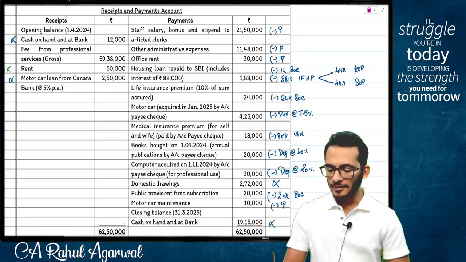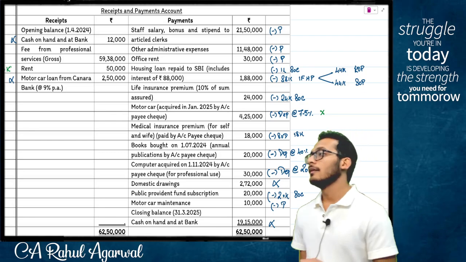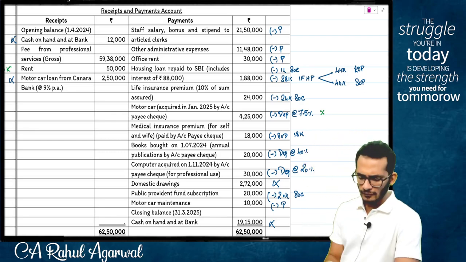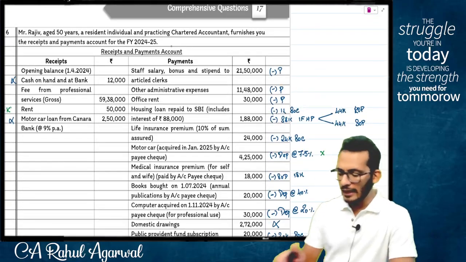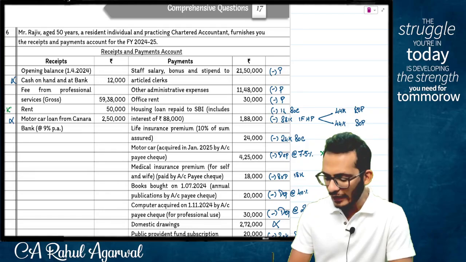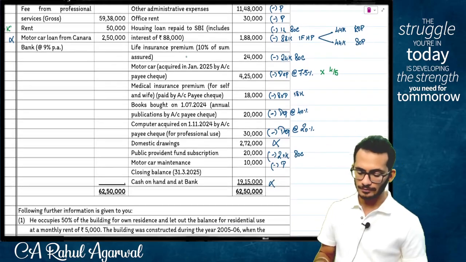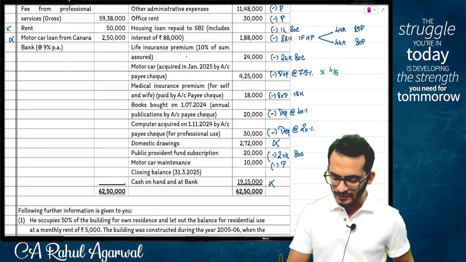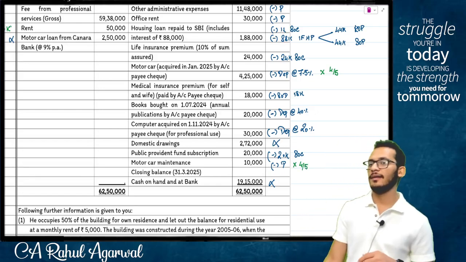I have an issue on depreciation because now this gets restricted. 1/5 is personal, so I will be allowed only 4/5. Next, I have a maintenance which will get allowed only 4/5.